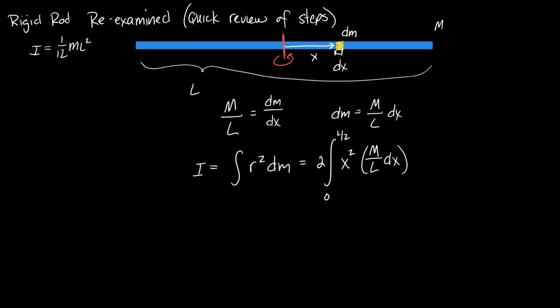You don't have to do it that way. You can get rid of the 2 and put negative L over 2 in there. It's going to give you the same answer. This is just how I've decided to do it. But it would be just fine if you want to do this.